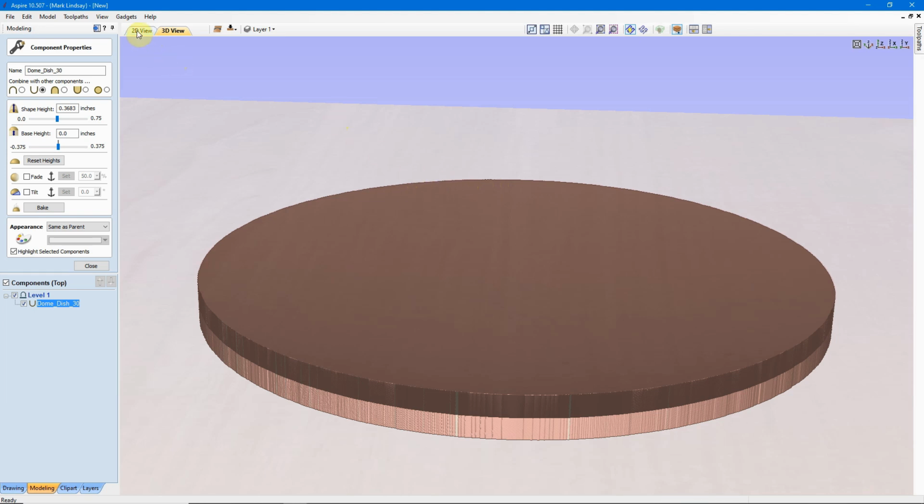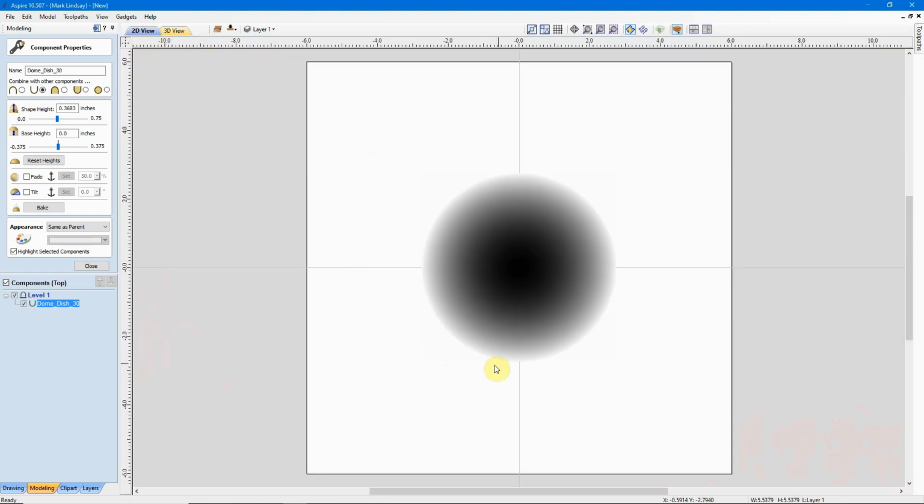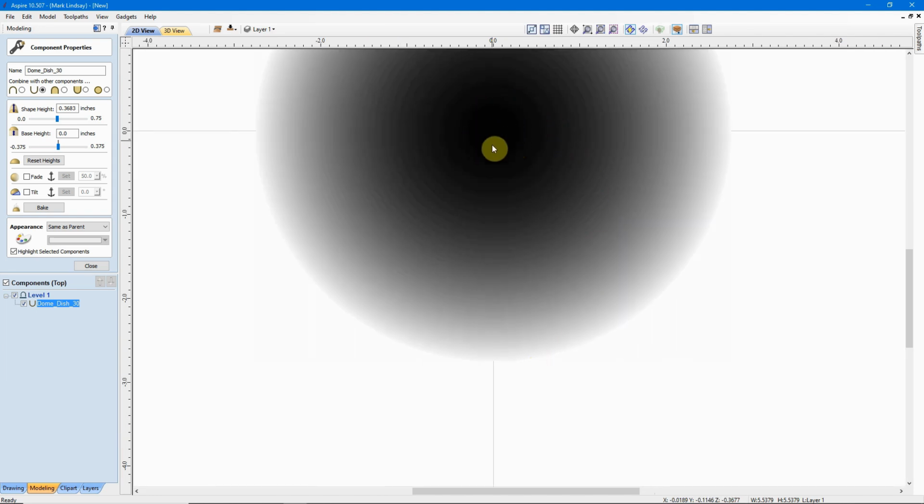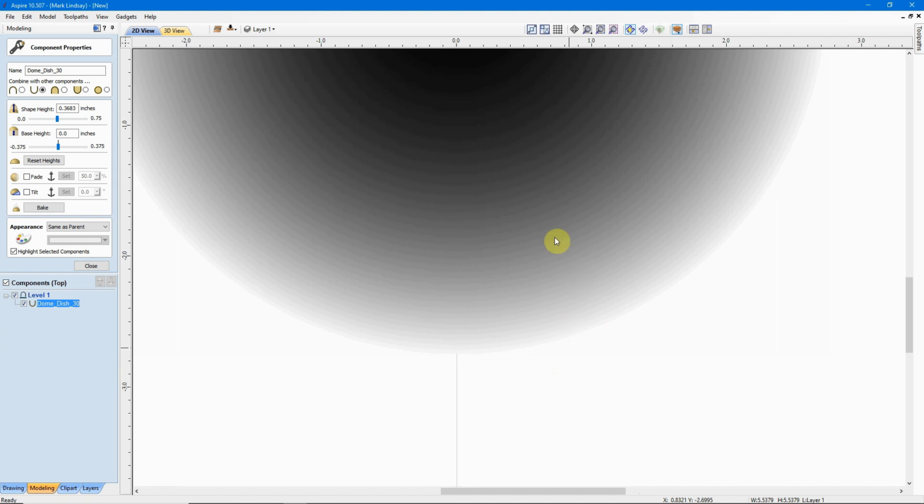If we come back over here to our 2D view, we can see a grayscale image. This is how it's modeled. This grayscale image, the darker colors are the deeper cuts and the lighter colors are the shallower cuts. Now if we zoom in here real close to the edge, we can see that this fades from dark to light at a fairly regular rate. But out here it's kind of fuzzy, it's kind of blurry.